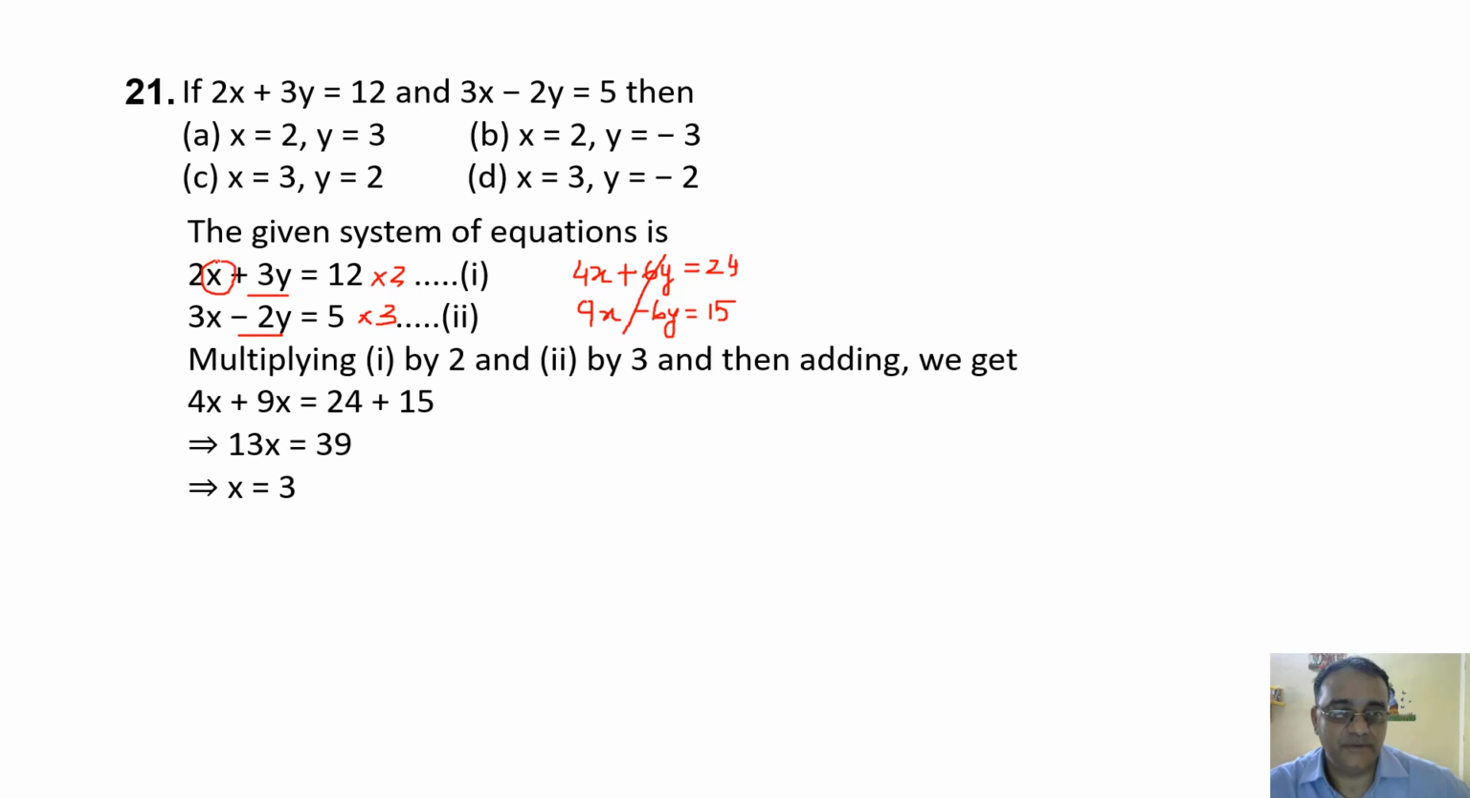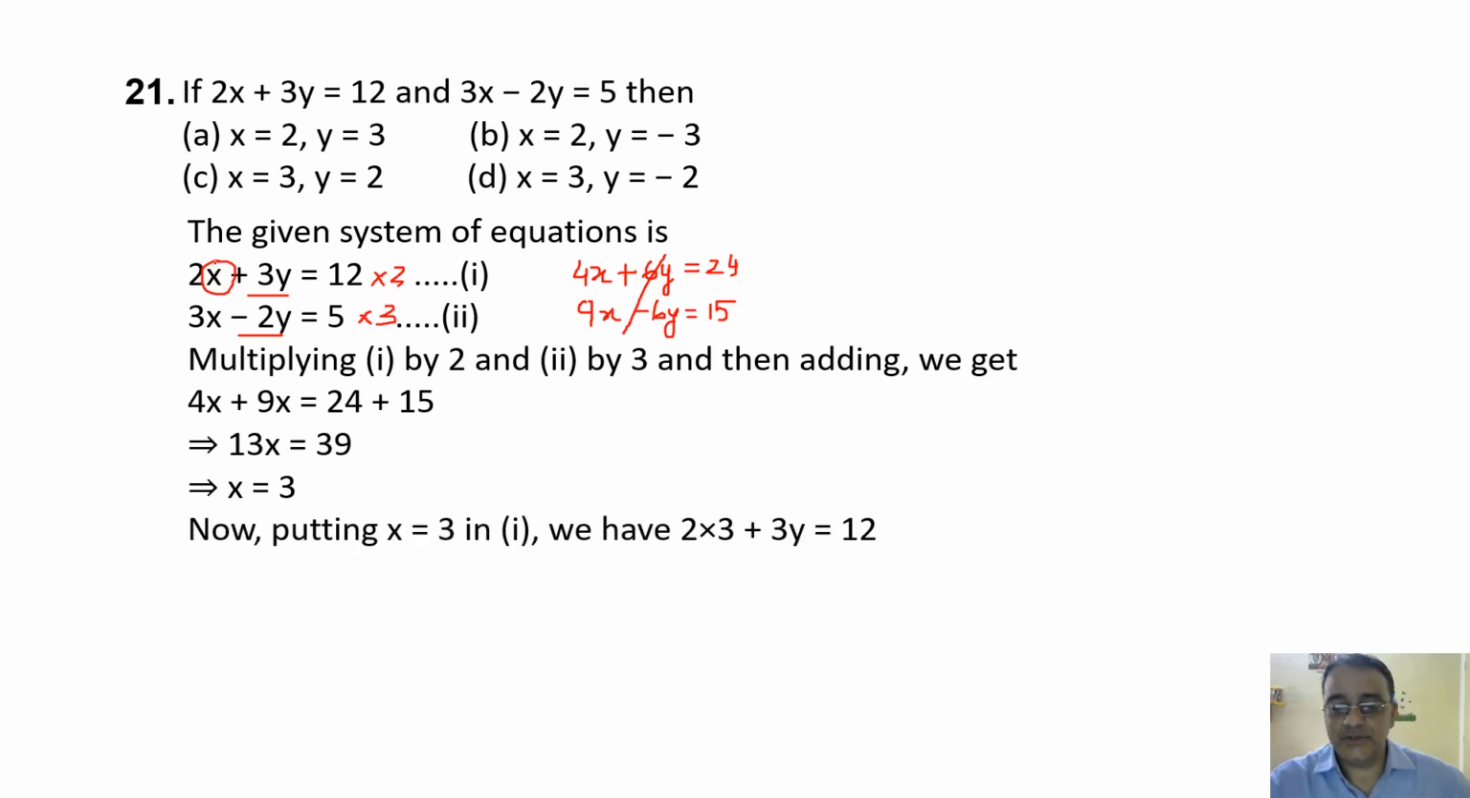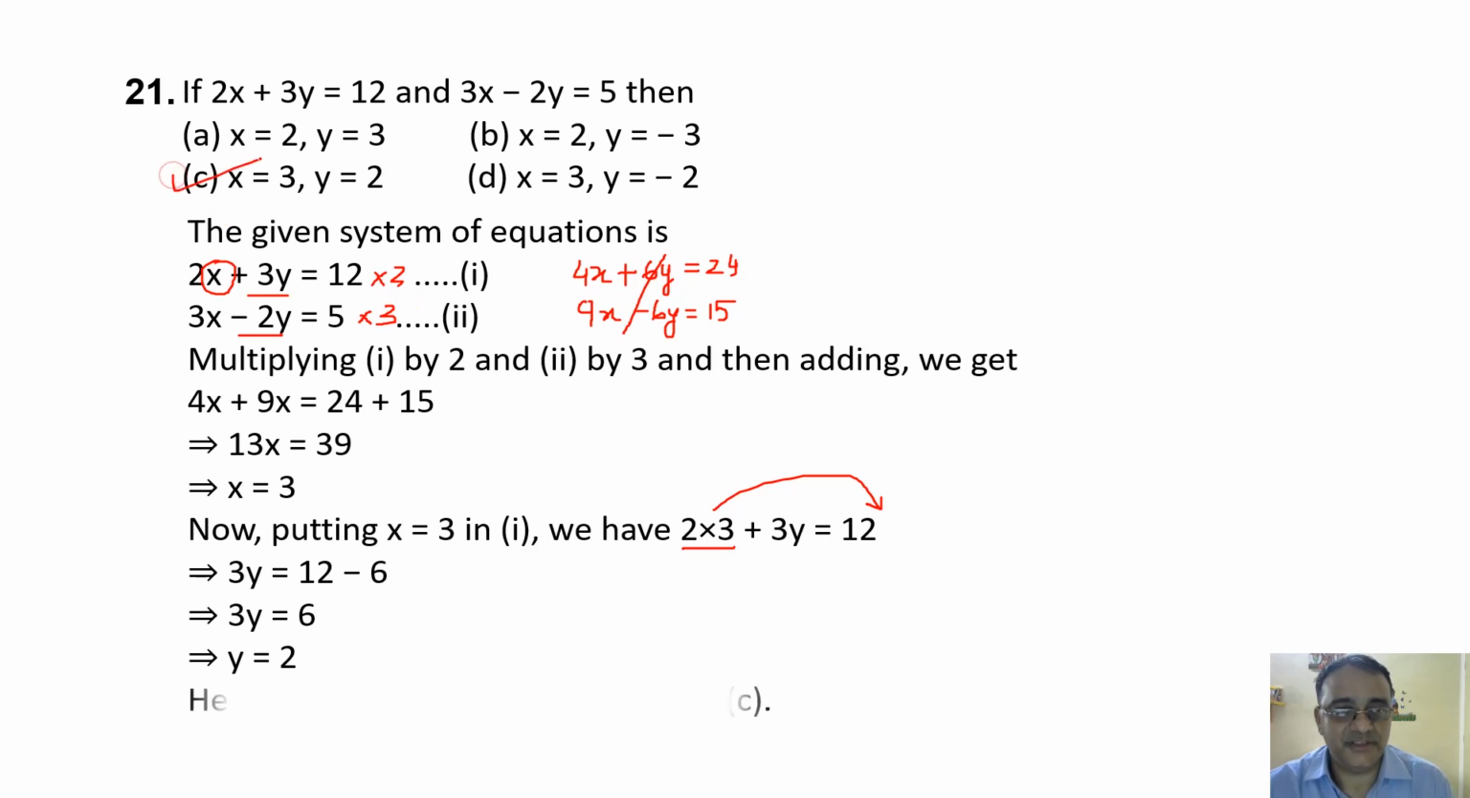यहाँ पे चलो, so 2 into 3 plus 3y is equal to 12. So 2 into 3 is 6, and we will shift 6 to this side. So minus 6 हो जाएगा. So 3y is equal to 6. So what is the value of y? 2. Very good. So what is the correct option? Option C. Right, option C.